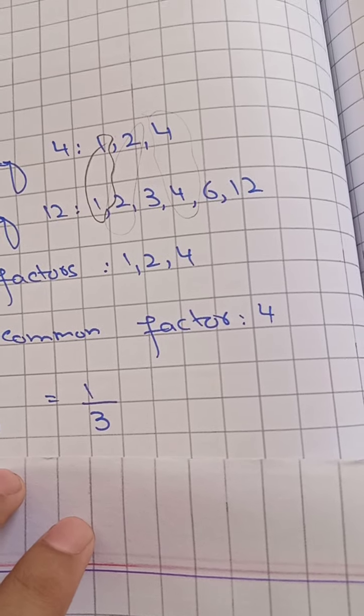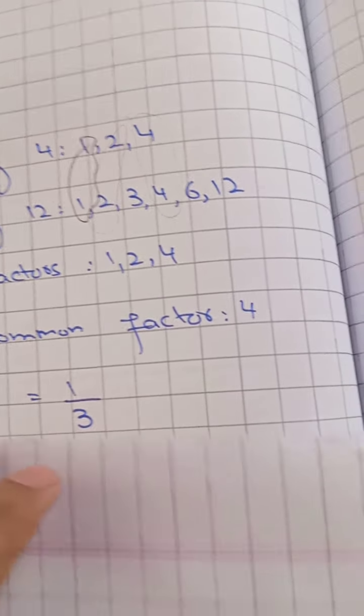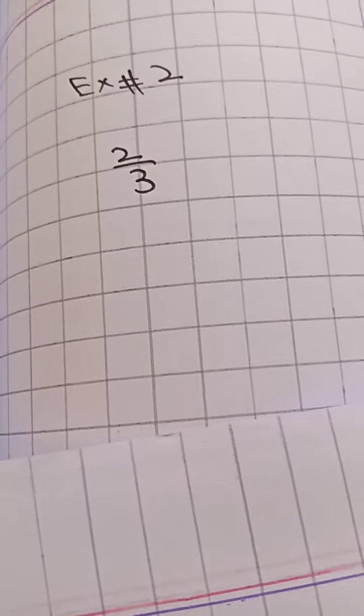So what is the lowest form of 4 by 12? That is 1 by 3. Let's go for another example, that is 2 upon 3. Can you reduce it? Can you simplify 2 upon 3 in its lowest term? How can we simplify, or how can you reduce 2 by 3 in its simplest form?